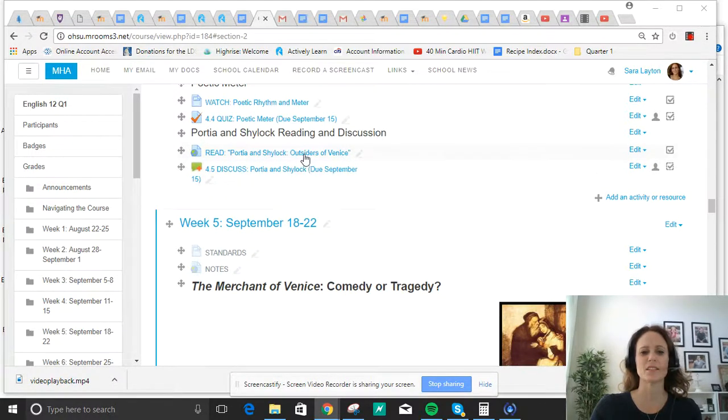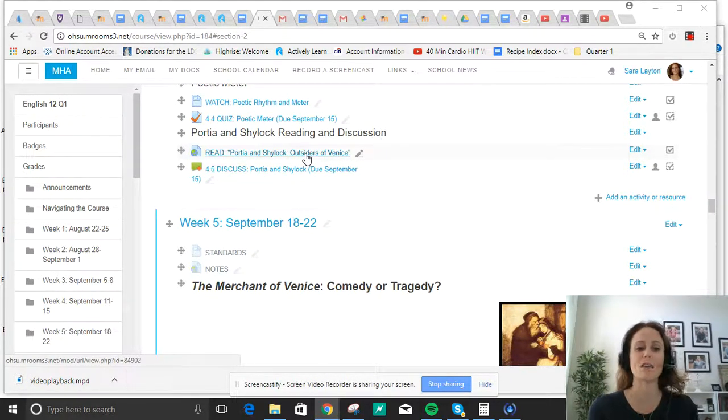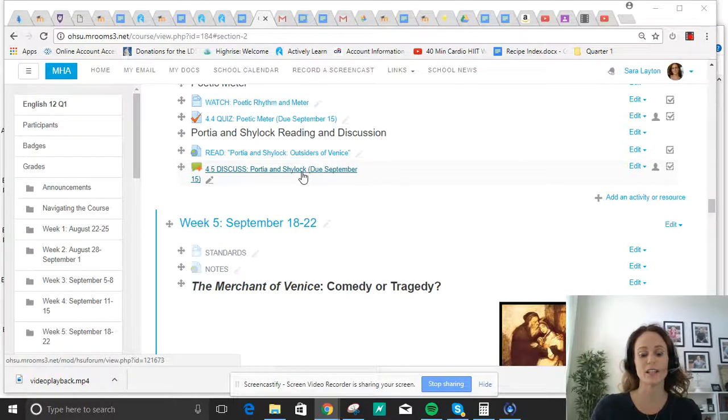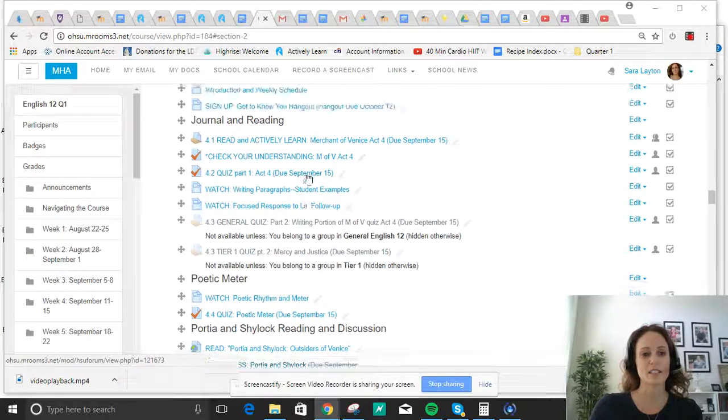And then at the end, there's a really interesting essay on comparing Portia and Shylock, both as outsiders of Venice. Neither of them are in the mainstream in Venice of that time. They're both considered outsiders, and this kind of explores that and some of the prejudices that they would need to overcome. And then there's a forum discussion where you're going to be asked to comment on some of that comparison between Portia and Shylock. So that is our discussion this week.